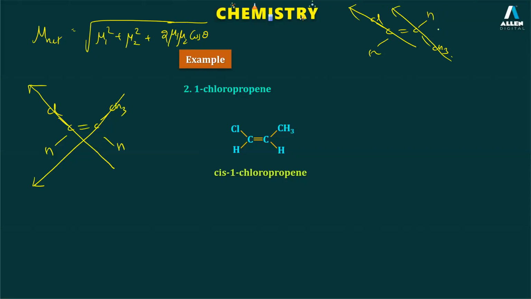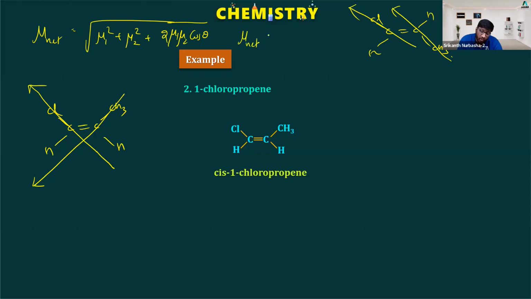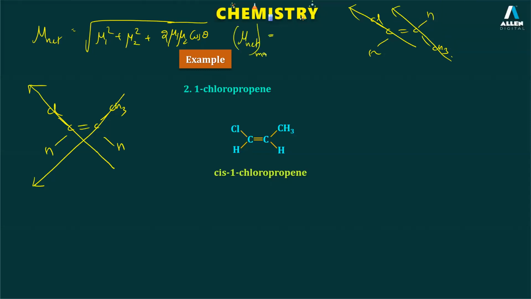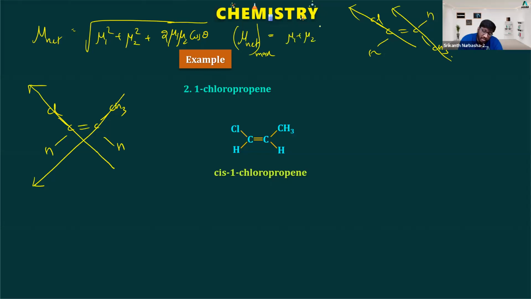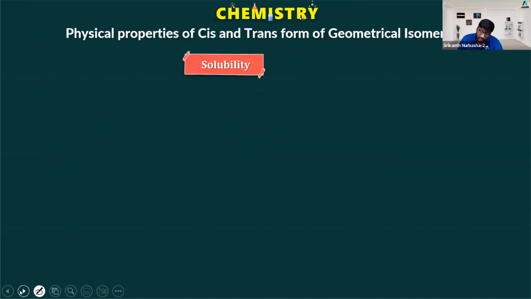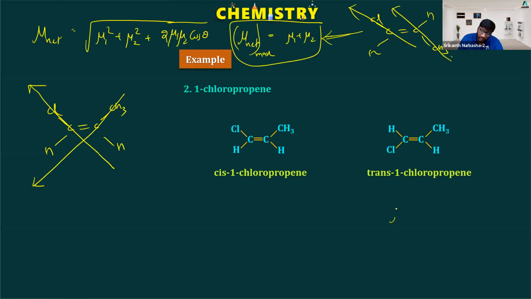Whenever theta is equal to 0, what is the maximum net dipole moment? Maximum mu net will be mu1 plus mu2. That means this is the scenario when theta is equal to 0. Yes or no? So here, in the trans form, you have greater dipole moment. Here you can write mu net of trans is greater when compared to mu net of cis.